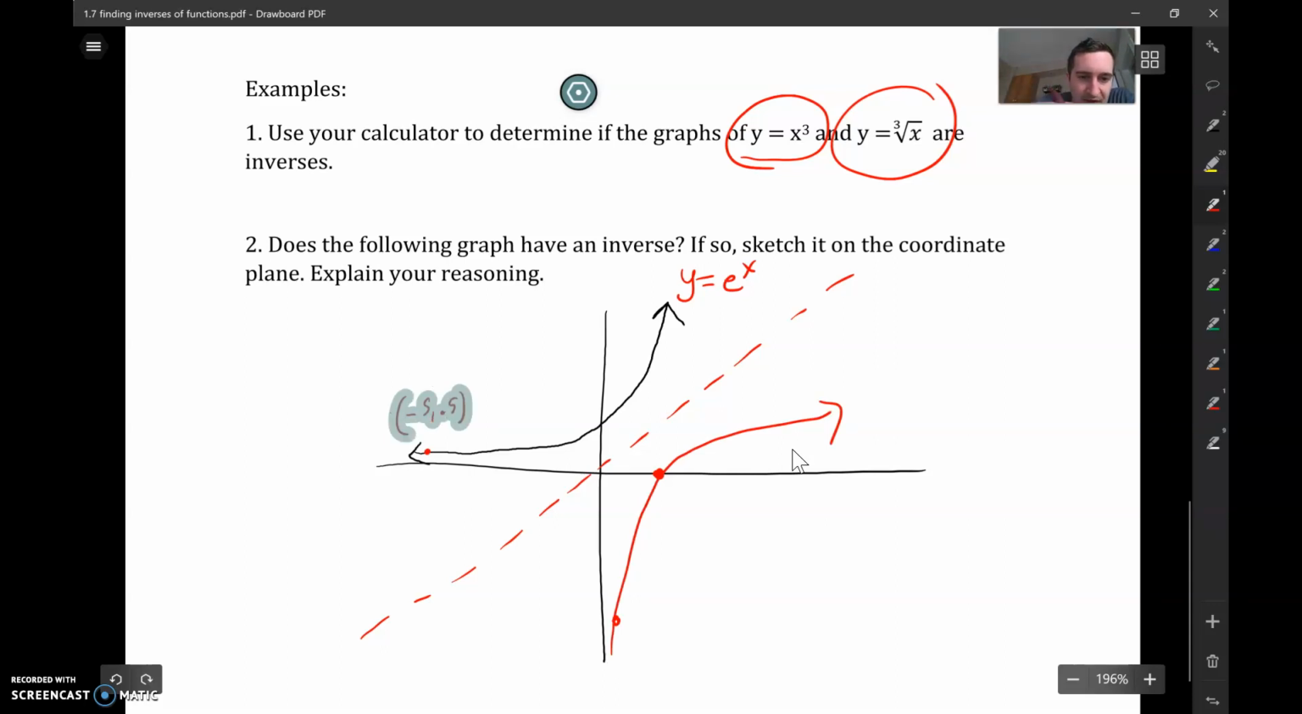And I know this was kind of a cheap one because I already told you last week that these two things are inverses, natural log and e to the x. But I wanted you to also see it graphically. Do you see how it's reflected over that line?